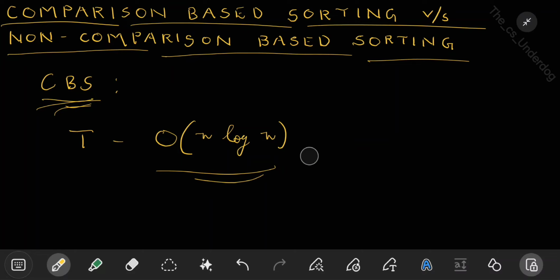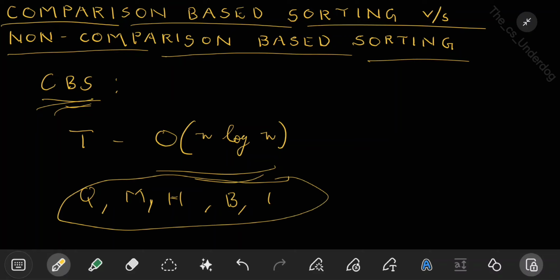Okay. And what are the examples of comparison based sorting algorithms? You have quick sort, then we saw merge sort, heap sort. All these are comparison based, or maybe bubble sort, insertion sort. All these sorting algorithms are comparison based sorting algorithms. Are they stable? Some of them are stable, some of them are not. And the most important point you have to keep in mind is no comparison based sorting algorithm can beat order of n log n time complexity for general purpose sorting.